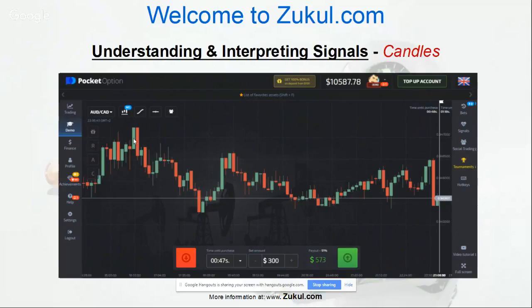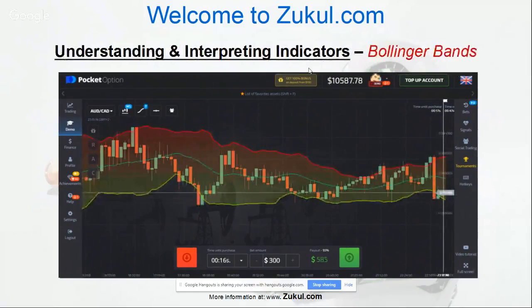And basically what we're looking at is not only the type of candle, the size of candle, the shape of candle, or even the pattern of candles. There's all different ways that you can interpret these candles. However, what we're going to do is something incredibly simple. We're going to use something called a Bollinger Band. Now, Bollinger Band is something that we're going to set up today.